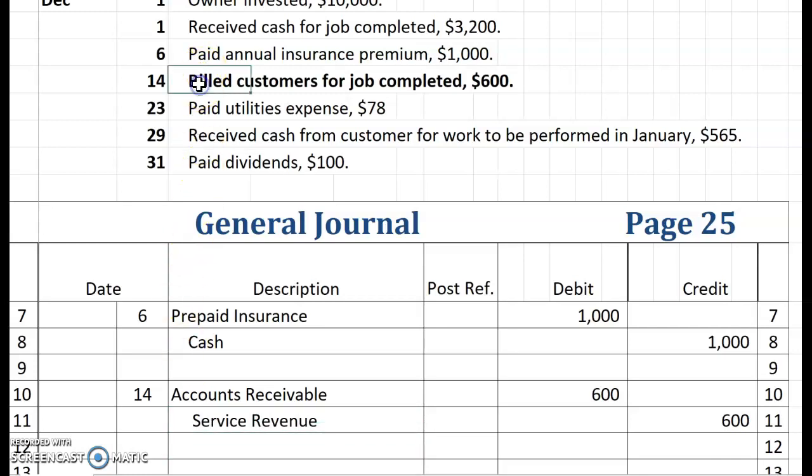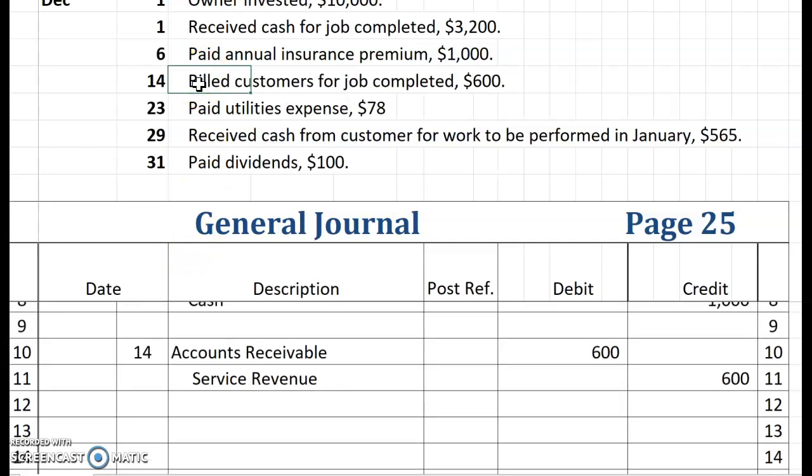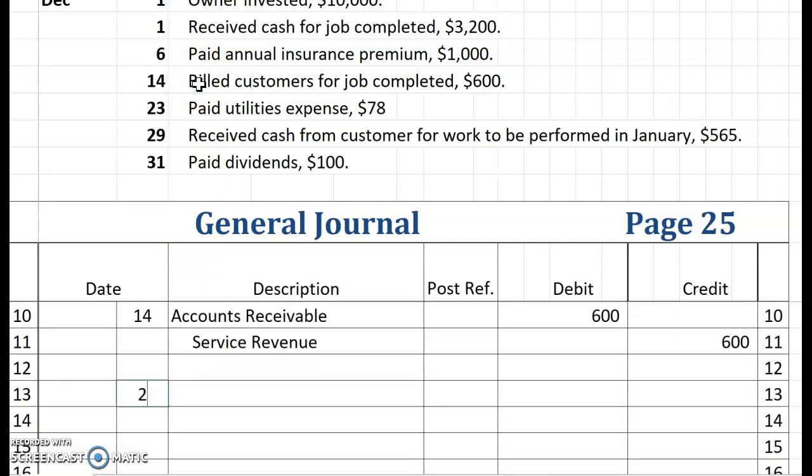On the 23rd, we paid our utility expense. You see the word paid, we know we're crediting cash, and we're paying our utility bill, so we'll debit utilities expense, $78, credit cash.